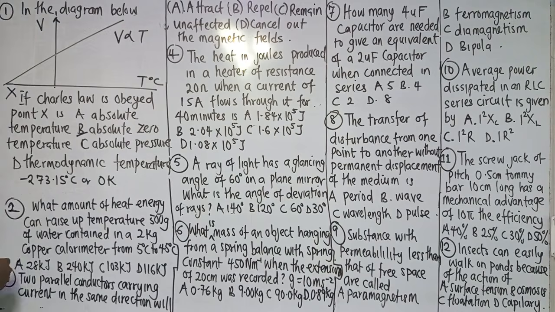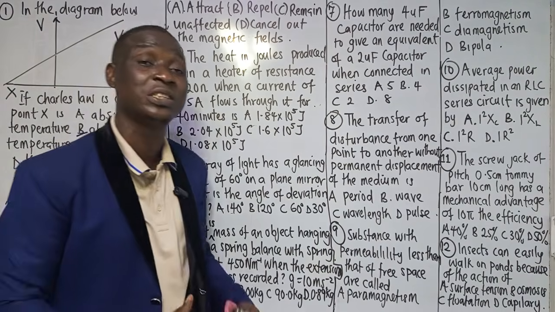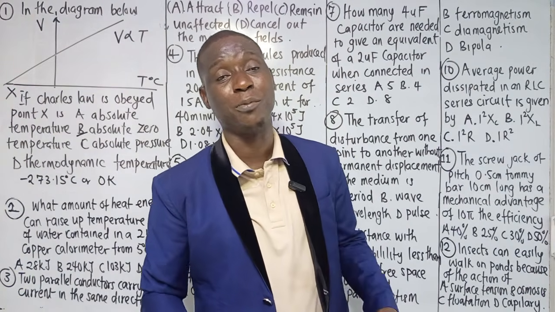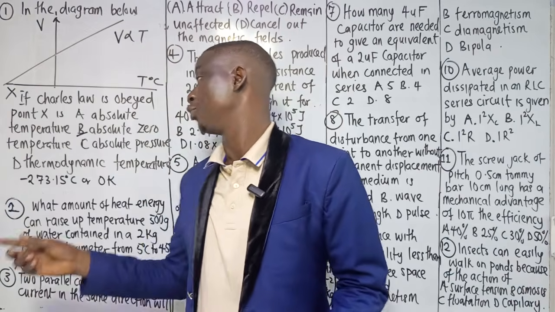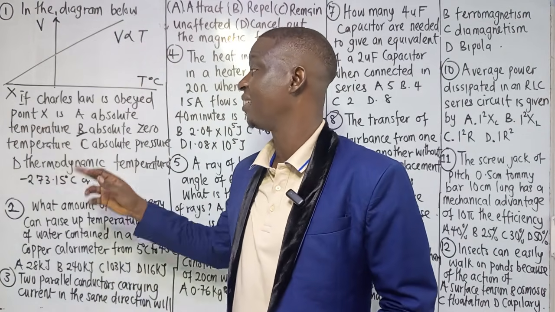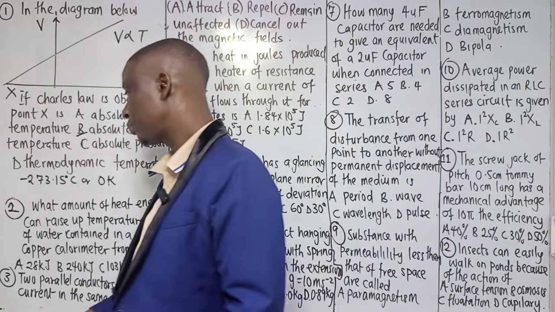Now 0 Kelvin is different from 0 degrees Celsius. 0 degrees Celsius is the lower fixed point of a thermometer, while this one is absolute zero temperature. So the answer is B. Let's go to number 2.